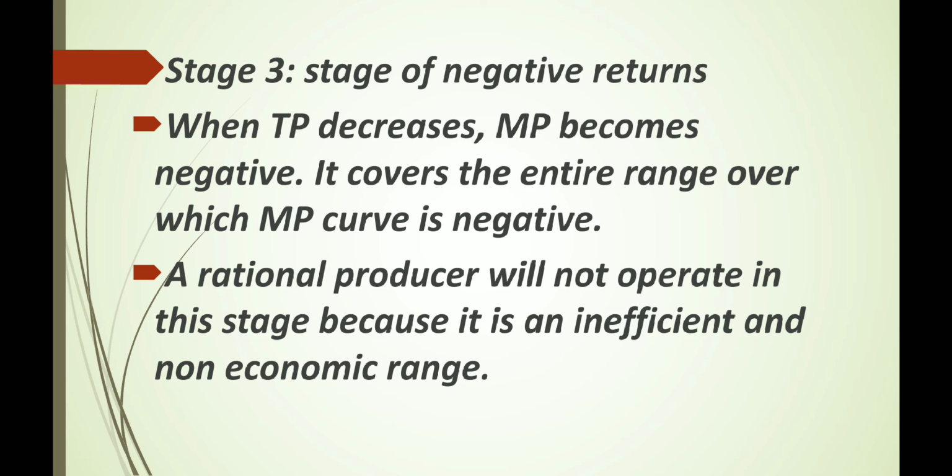Defective factor ratio. With fixity of fixed factor and overcrowding of variable factor, factor proportions become less and less suitable for the production and marginal product becomes negative. That's about the law of variable proportions.